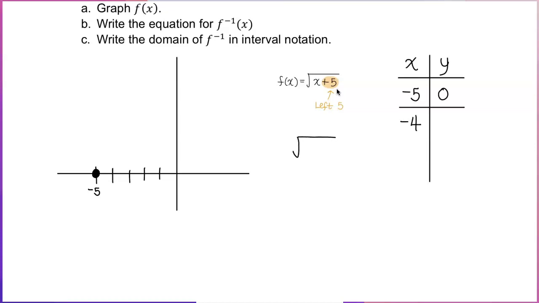If I do square root of -4 plus 5, that is square root of 1, right? And we know that's equal to 1. So look, when we plug -4 into this function, we get 1 out. So I will plot my second point at -4, 1. So go 4 to the left, up 1, and plot that point. All right, I'm going to find one more point.